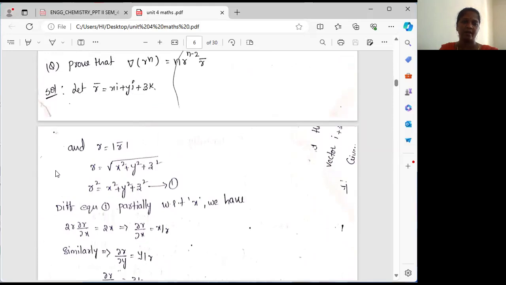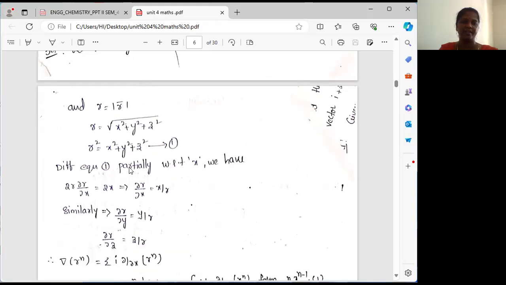Squaring on both sides, r² equals x² plus y² plus z². Square and root cancel. This is equation 1. Differentiate equation 1 partially with respect to x. We have 2r on the left-hand side. r is a function of x, y, z, not constant, so ∂/∂x of rⁿ form gives n rⁿ⁻¹, and again differentiate the inner function, ∂r/∂x. On the right-hand side, the derivative of x² is 2x. y and z are constants, so the partial derivative of those is 0.